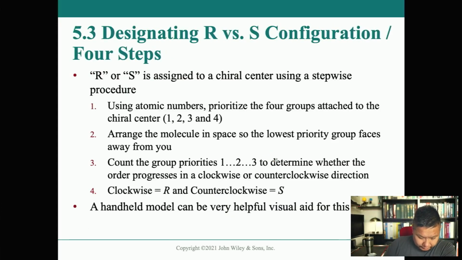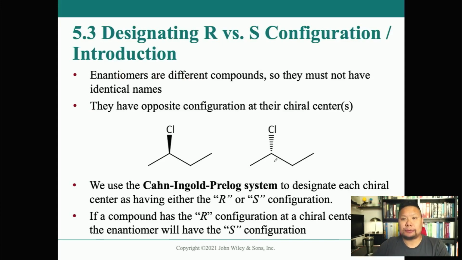So what are we talking about today? Oops, went too far. Today we're going to be talking about R and S configurations, and these happen to deal with enantiomers. Enantiomers are different compounds, so they must not have identical names. We talked about this in the previous lecture. What enantiomers are is the right-sided and the left-sided version of a stereoisomer.